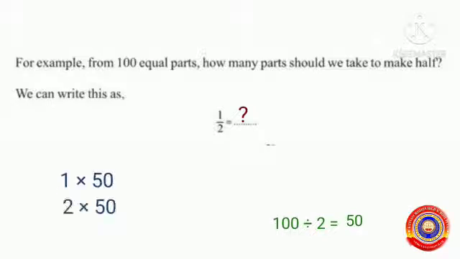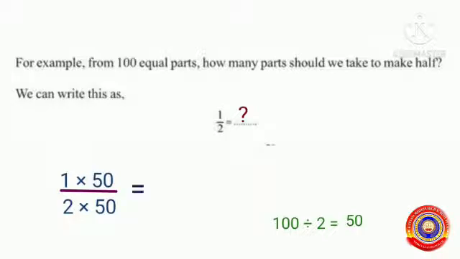For example, from 100 equal parts, how many parts should we take to make half? 1 by 2 is equal to which number? For that, we have to divide 100 by 2. 100 divided by 2 is 50. Then, we have to multiply the same number 50 with the numerator and denominator of this fraction to get the equivalent fraction of 1 by 2.